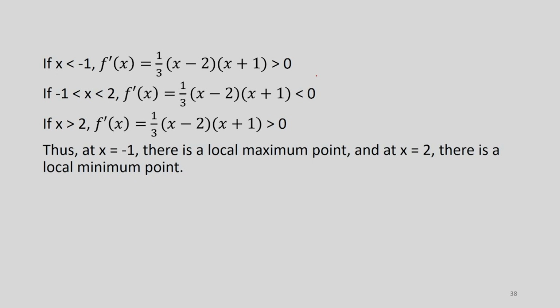To the left of minus 1, the f dash of x is positive, between minus 1 and plus 2 it is negative, and to the right of 2 it is positive, which basically means first the function rises and then it reaches a maximum at minus 1, and then it declines and reaches a minimum at x is equal to 2, and then it goes on rising, which helps us to conclude that x is equal to minus 1 is a local maximum point and x is equal to 2 is a local minimum point. So, this is about the first derivative test.